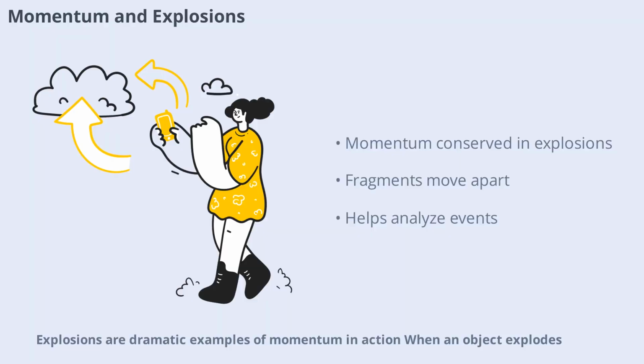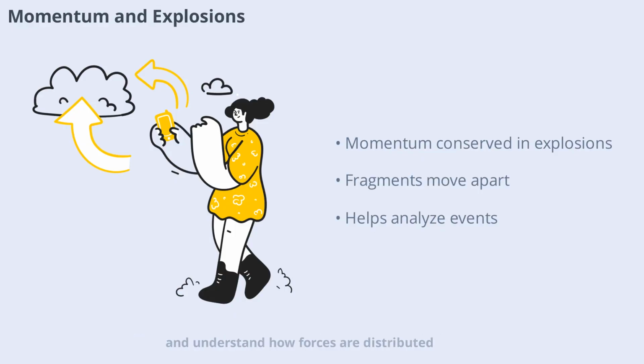Explosions are dramatic examples of momentum in action. When an object explodes, its pieces fly apart in different directions, but the total momentum of all the fragments equals the momentum of the original object. This principle helps investigators analyze explosions and understand how forces are distributed.